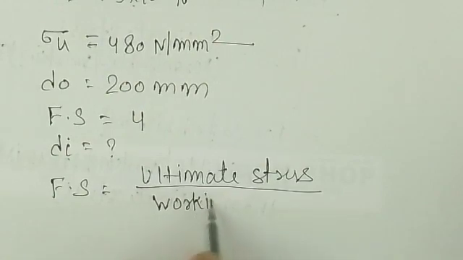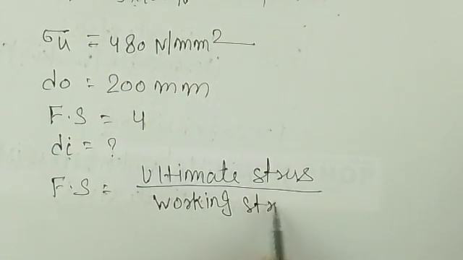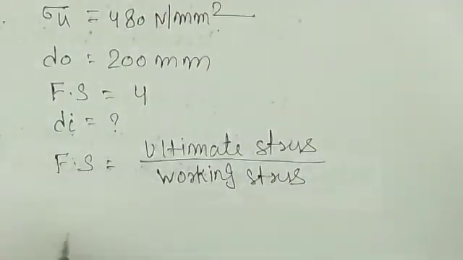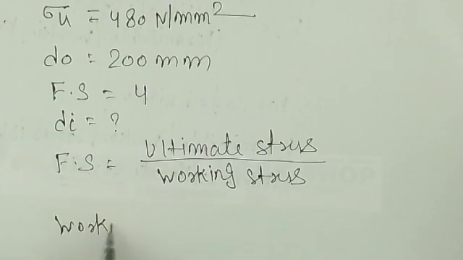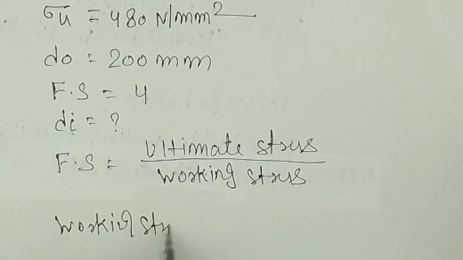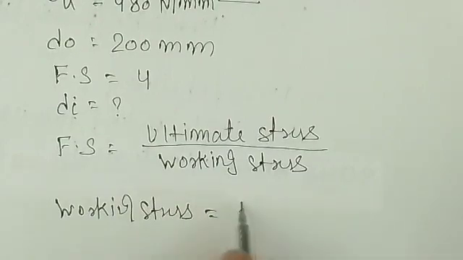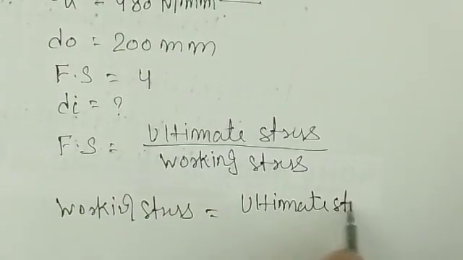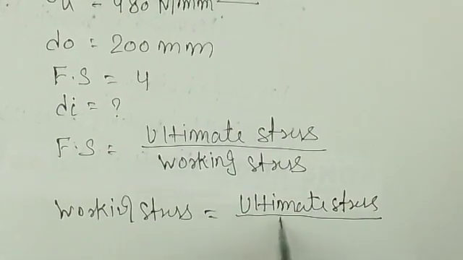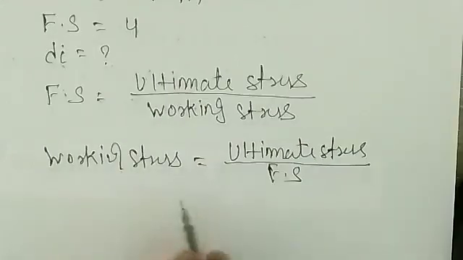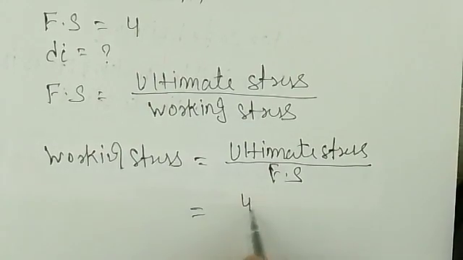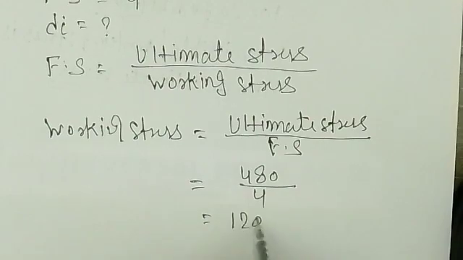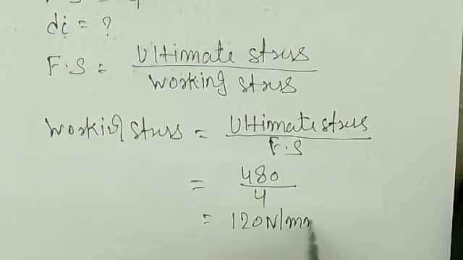The working stress means the stress at which the column is in working condition, right? So we need to find the working stress. Cross multiplying, the working stress is equal to the ultimate stress by the factor of safety. So the working stress is 480 by 4, which means you got 120 Newton per mm square.